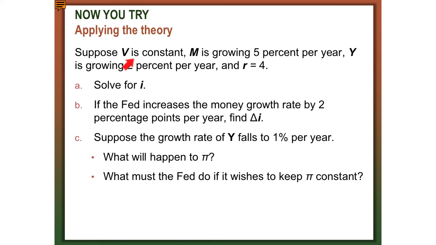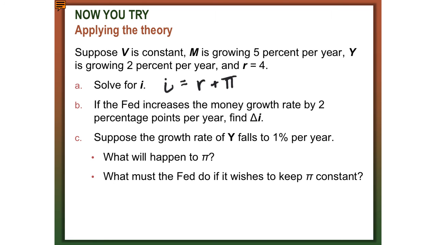So it says that velocity is constant. So this is our quantity theory of money assumption here. M is growing at 5% per year. GDP is growing at 2% per year, and the real interest rate is 4. So it asks you to solve for I. So remember, what is I? Well, I is equal to the real interest rate plus inflation. So I is equal to R plus pi.